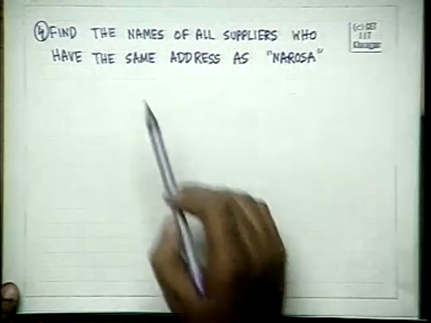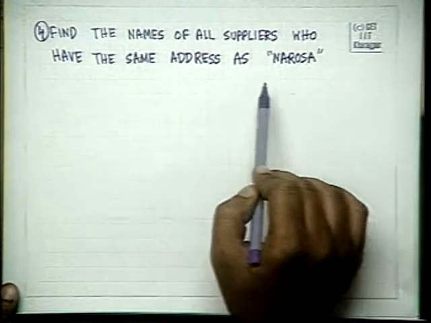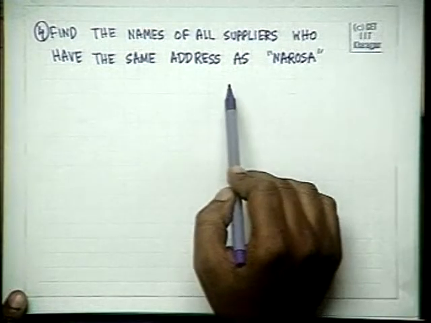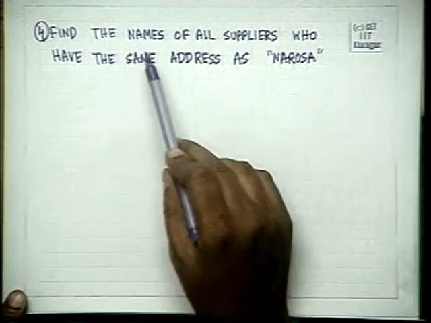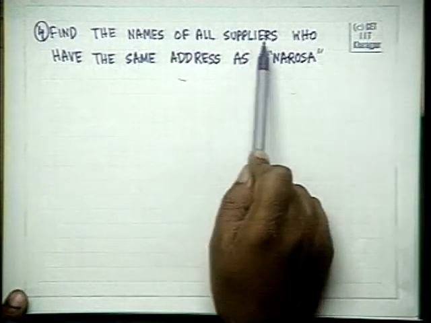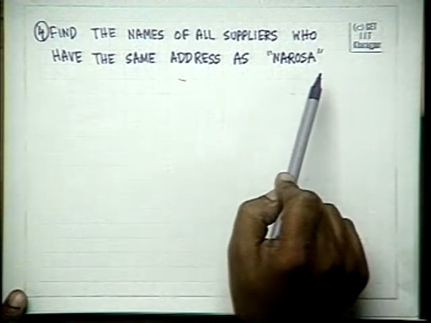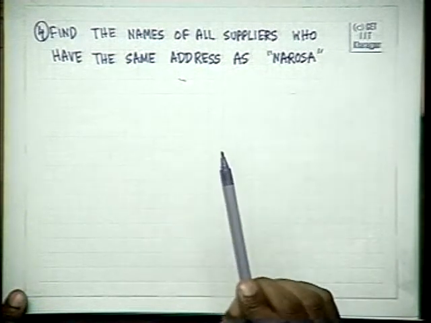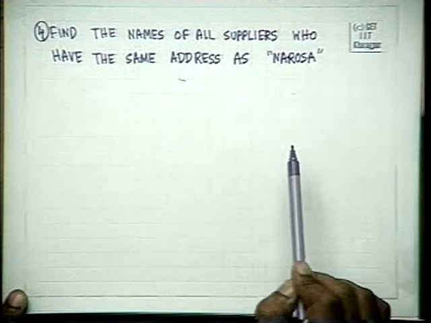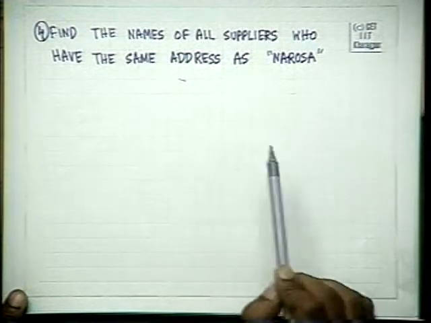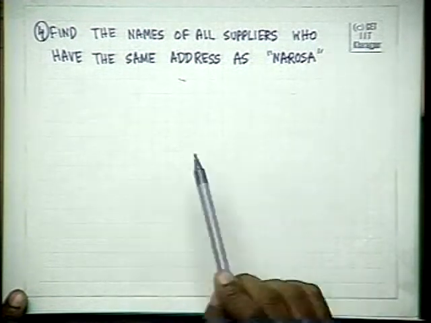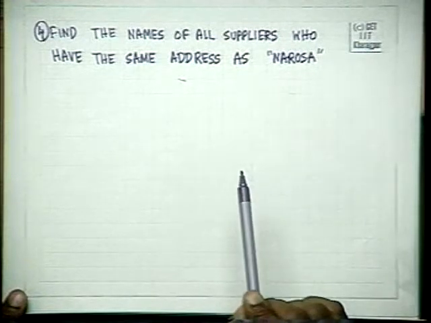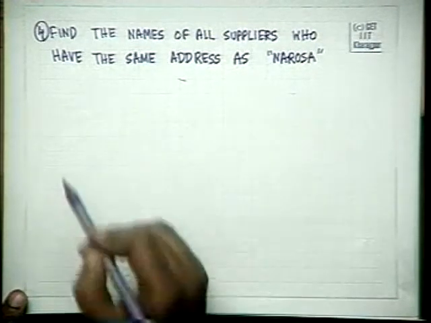This is a simple query. This is a query corresponding to using the same relation, that is, do a natural join on the same relation, and we required a rename, you remember? We require, find the name of all suppliers who have the same address as Narosa. We require to do a Cartesian product of supplier with supplier, that is name and address, supplier with supplier, rename one of them and then do a select out of that Cartesian product. That is why I have chosen this particular example.